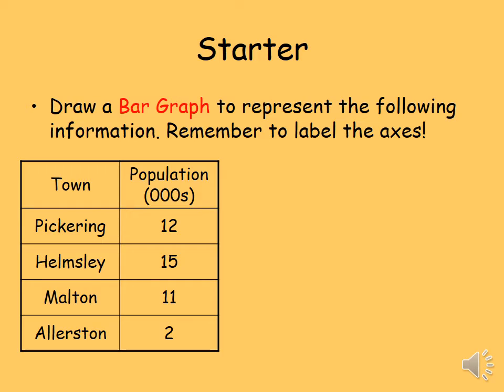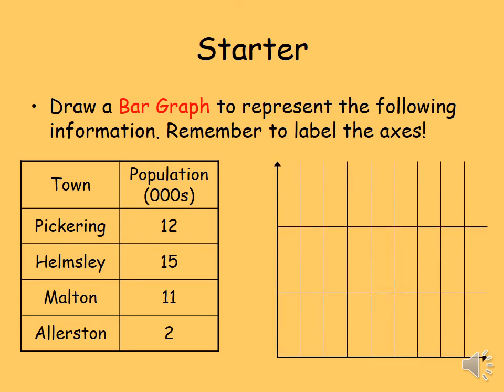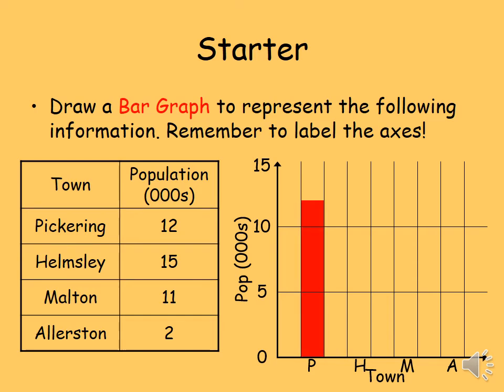Okay, so I'll show you what it should look like. So we have the two axes, the population on one side and the towns on the other side, for which I've written the letters. Those are the things that needed plotting. I've left the first one, that is Pickering, and a representation of all of them. That's what your bar graph should have looked like.